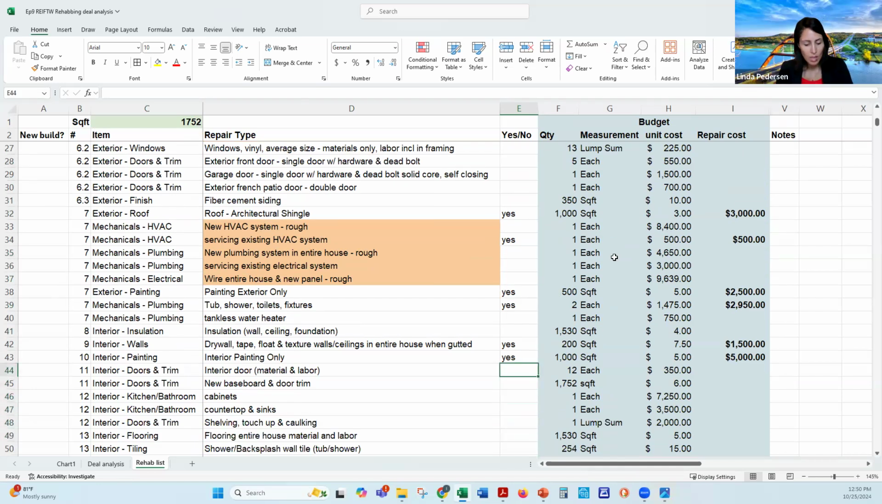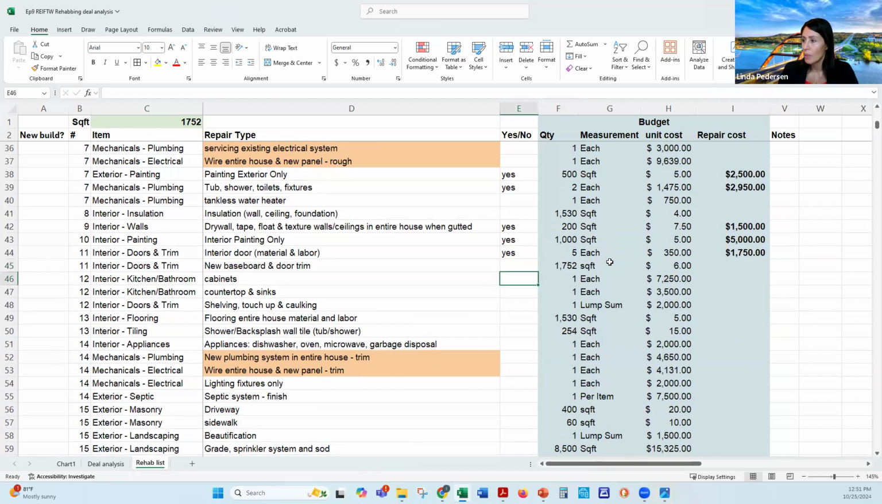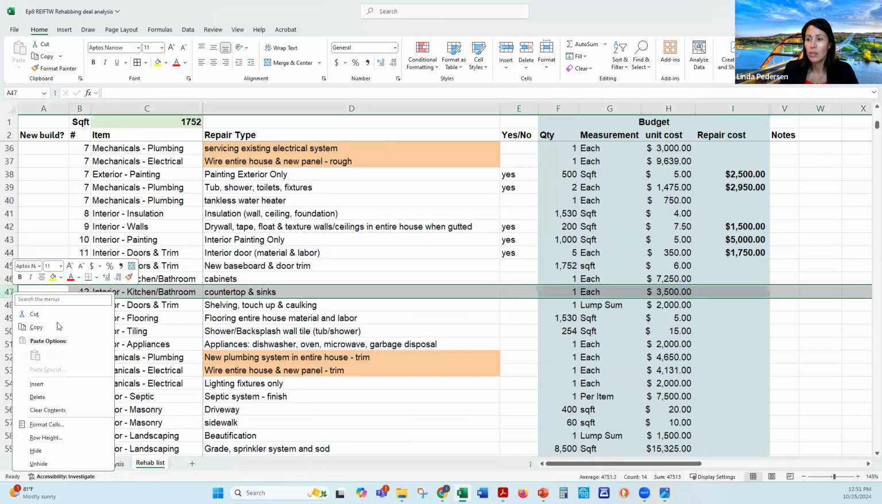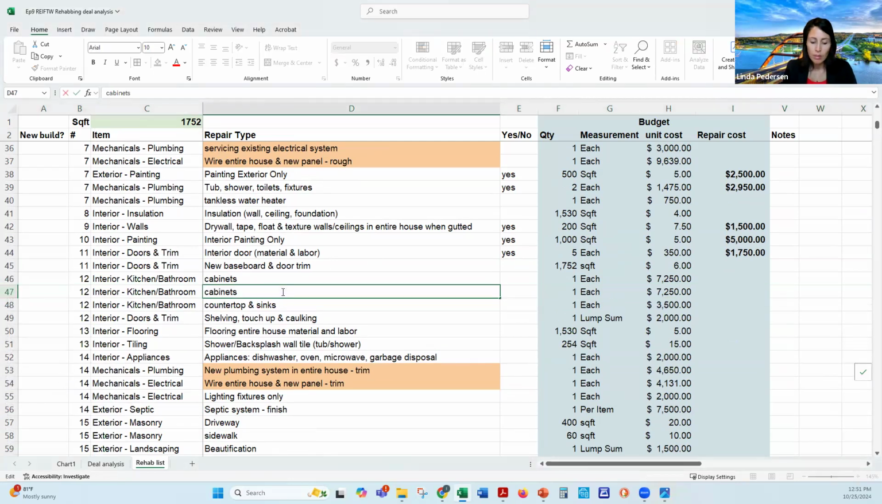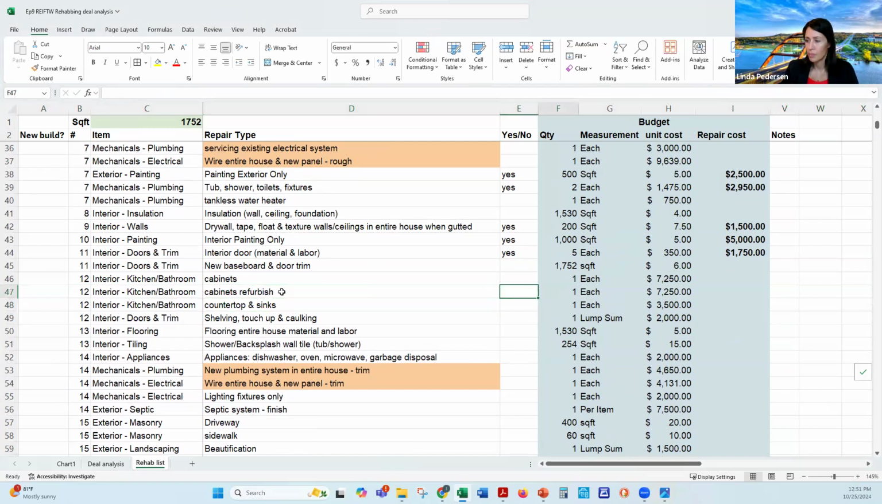So interior doors here was yes. That's where I put 5. New baseboard trim. No, I think you just caulked and painted, right? Cabinets, I'm going to add in here. Countertop and sinks, yes.